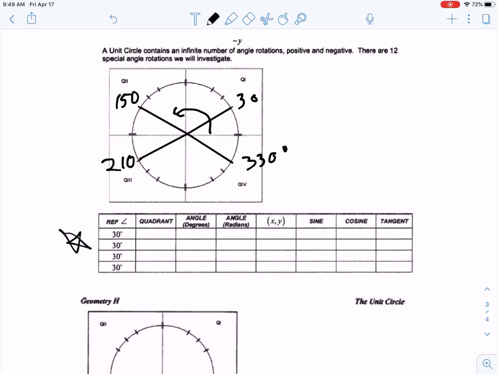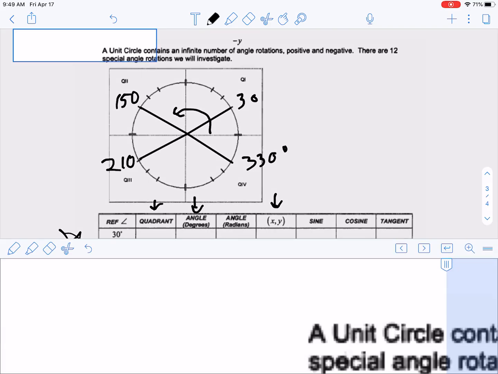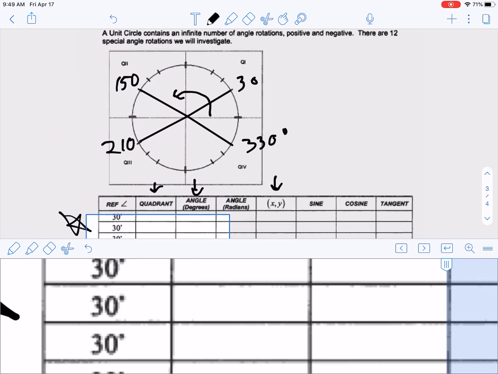So for this weekend, what I'd like you to be able to fill out is our quadrant, our angle in degrees, and our x and y coordinate. Those are the 3 boxes I'd like you to be able to fill out, and I'm going to help you do that right now. So let's take a look at this. We'll get into our quadrant here.